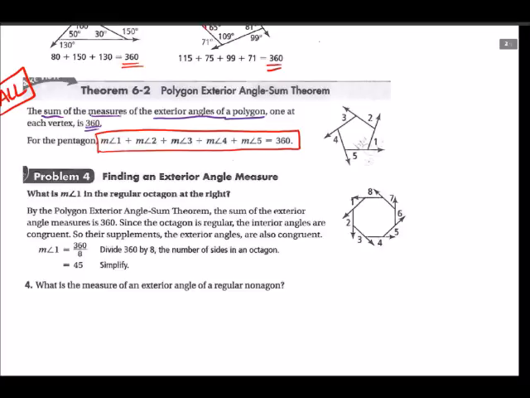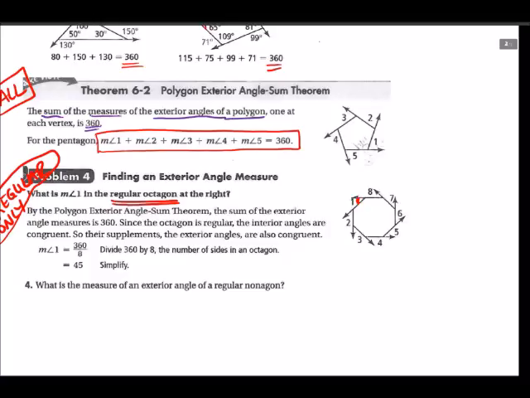Now, this next example here is not a theorem, not a corollary, but it's really important to us, and this is going to be for regular polygons only. We want to find the measure of angle 1 in a regular octagon. Well, what do we know? We know that all of those add up to 360.